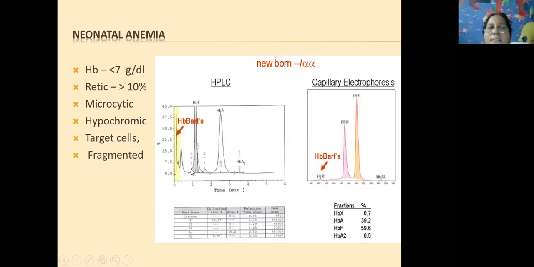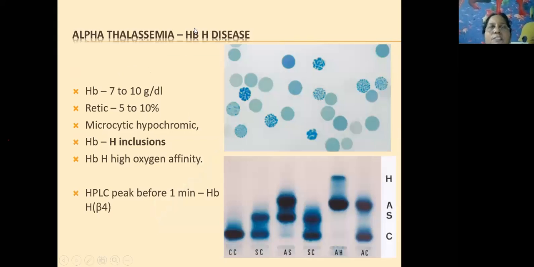And here you may see Hb Bart's here or here. And in HbH disease, you see golf ball kind of inclusions, which are Hb inclusions. In 3 gene deletion, only 1 gene is present. At that time, these hemoglobin H inclusions are present in the reticulocyte stage. And on HPLC, a peak before 1 minute, you find HbH or Bart's.